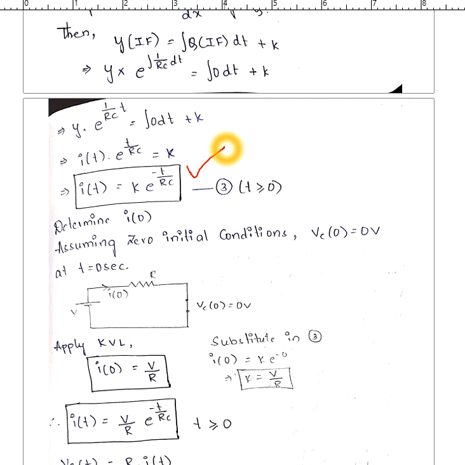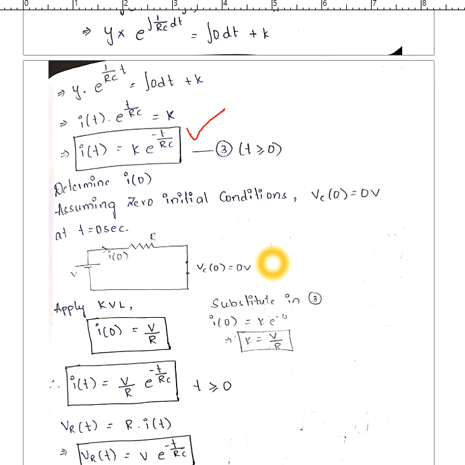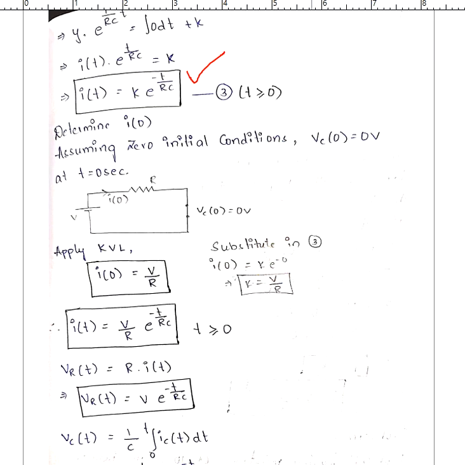So again, how to get constant k? Using the initial conditions. Generally for a capacitor, the initial conditions will be given with respect to voltage, because we all know that the voltage across the capacitor is not going to change very suddenly. That's why the initial condition is with respect to voltage in case of capacitor. So with that condition only we are choosing Vc of 0 is equal to 0 volts here, but not I of 0 is equal to 0.